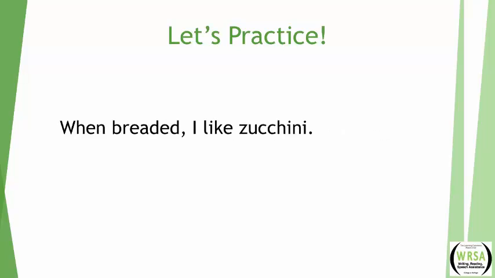In the next example, we have a misplaced modifier. Remember, misplaced modifiers are there, and the person that they're modifying is there in the sentence, but it's in the wrong spot. So if I said, when breaded, I like zucchini. My actual sentence is, I like zucchini, and when breaded is just extra information. So when I say when breaded, I'm asking myself, well, who is breaded? Where it's right now in the sentence means that I'm the person who's breaded. I, of course, don't mean that. So I would want to move that modifying phrase and say, I like zucchini when breaded. And now the zucchini is breaded, not me.